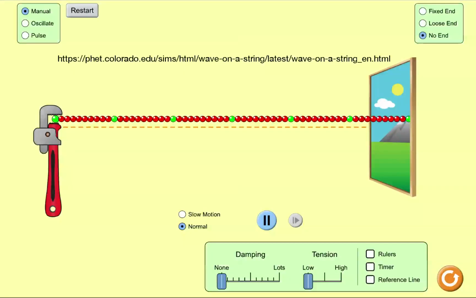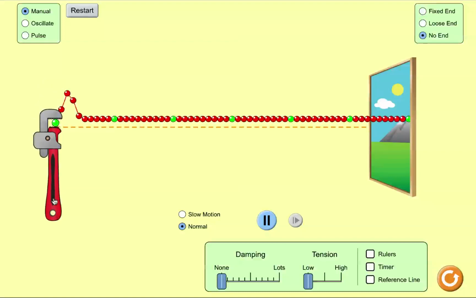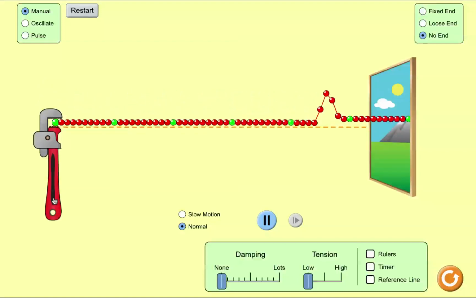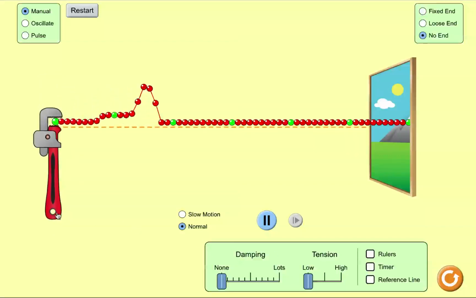Let's check our mathematics with the animation that you saw earlier as well. Okay, so I'm going to give this a little pulse, and you see that pulse is traveling down, and since this is a string without an end, it's just gone straight through the window. It's propagating now forever and ever. Now, let's look at this again.